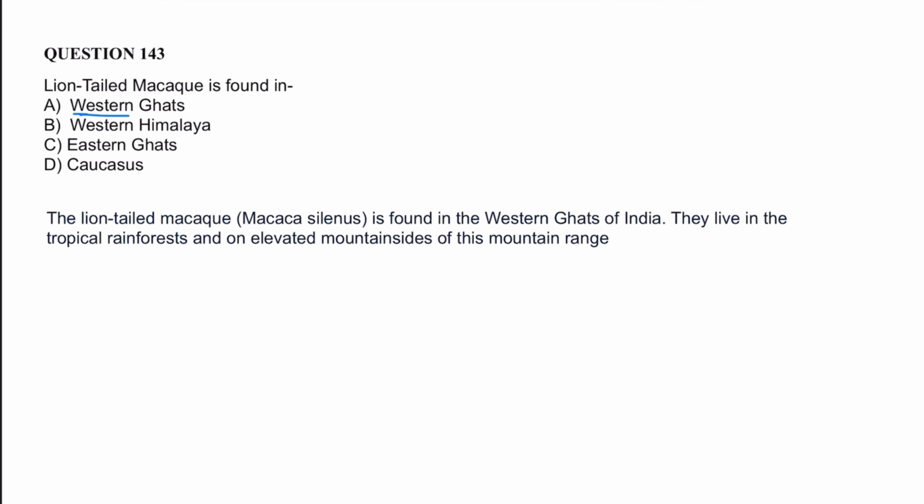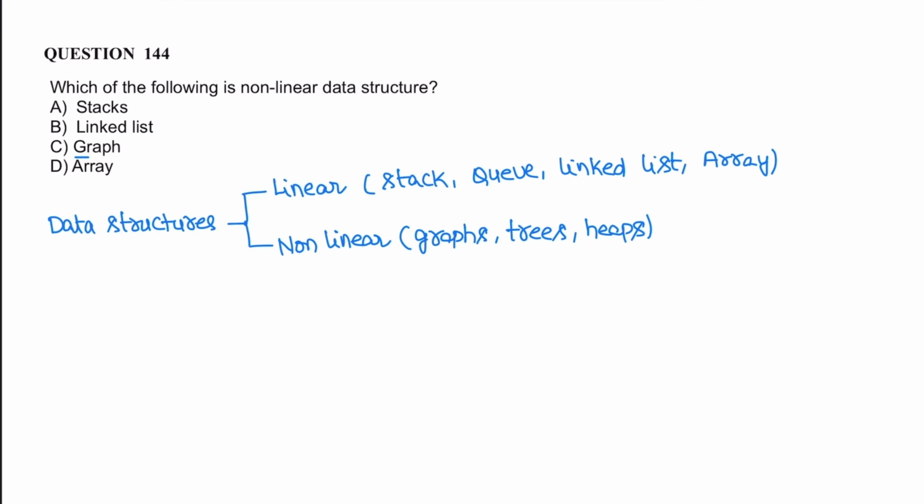Which of the following is a non-linear data structure? Data structures are of two types: linear and non-linear. Examples of linear data structures are stack, queue, linked list, and array, whereas non-linear data structures are graphs, trees, and heaps. So in the question, the correct option is C. Graph is a non-linear data structure, whereas stack, linked list, and array are linear data structures.